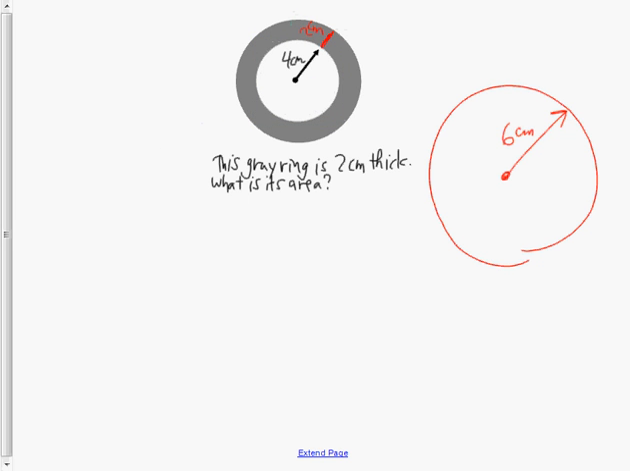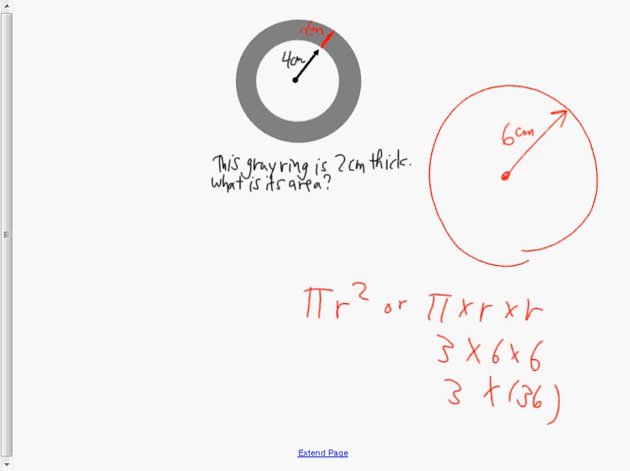So that whole gray circle would be pi times radius squared, 3 times the radius, which is 6, times the radius, which is 6, or 3 times 36, which is 108 centimeters squared. That would be the area of the gray circle right here if there was nothing cut out of it. But there is something cut out. That little white circle is cut out.